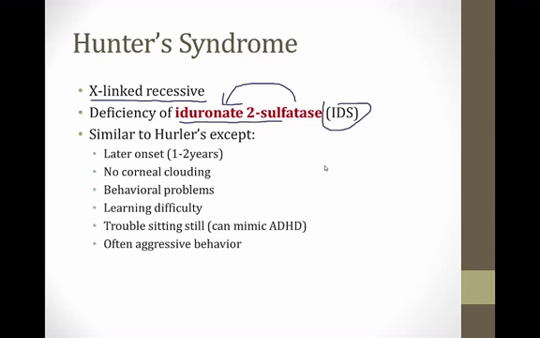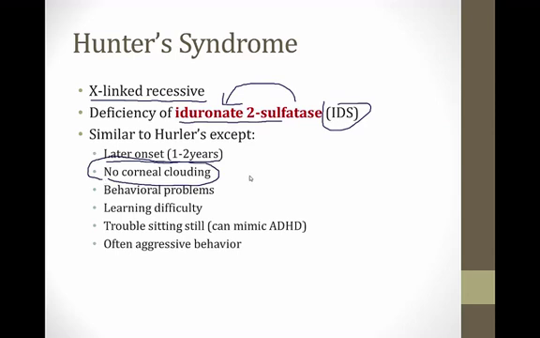The symptoms in the children with Hunter's syndrome are similar to Hurler's syndrome, except for a couple of exceptions. The onset is slightly later. These children tend to be 1 to 2 years of age when they express symptoms. Very importantly, for board questions, there is no corneal clouding seen. So in a board question about Hunter's, corneal clouding will not be described.